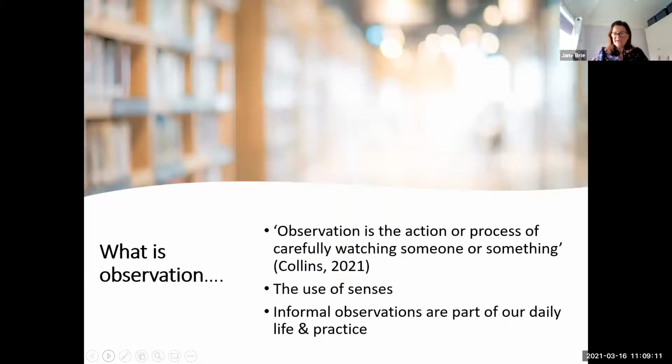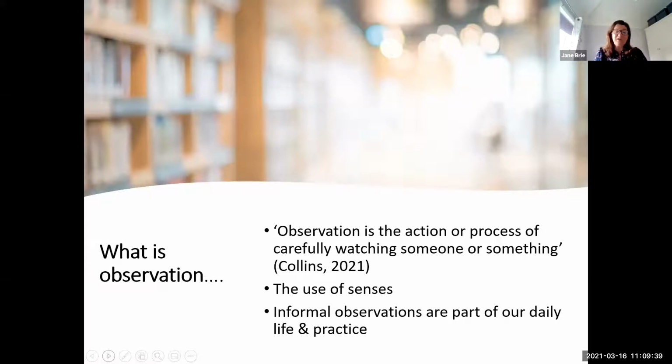So what is observation? Collins Dictionary says observation is the action or process of carefully watching someone or something. And I think the important word in there is carefully, and that's what we're going to hone in on today, that word carefully. The use of senses. Absolutely, we use senses in our observations, don't we? Not just sight, hearing, and sometimes as well taste and smell and things like this.